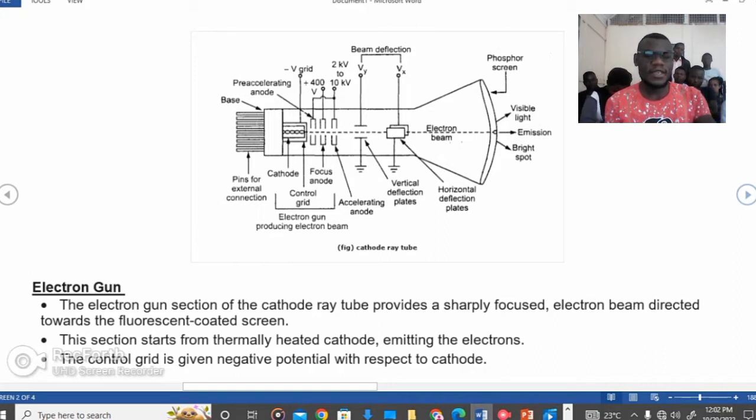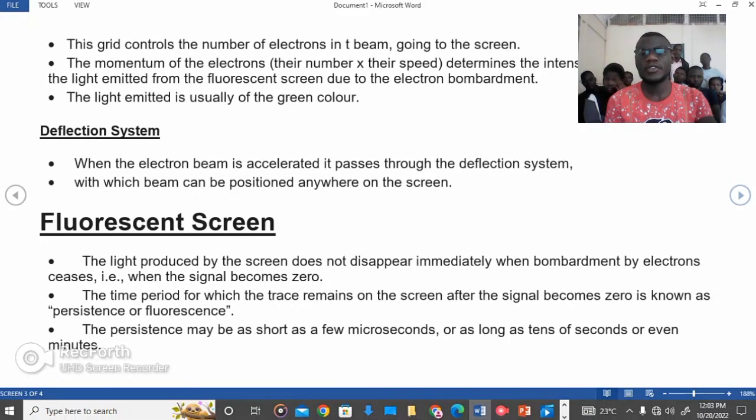Okay, the electron gun. The electron gun section of the cathode ray tube provides a sharply focused electron beam directed towards the fluorescent coated screen. This section starts from a thermally heated cathode emitting the electrons. The control grid is given a negative potential with respect to the cathode. You can now see the negative potential here, the grid. The grid controls the number of electrons in the beam going to the screen. It just controls the number of electrons going to the screen.